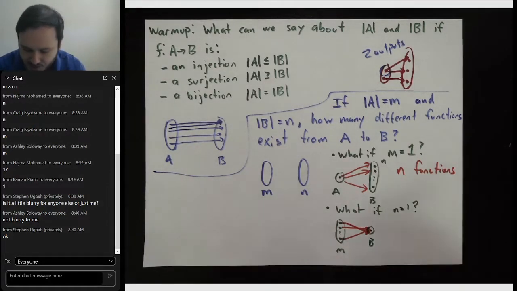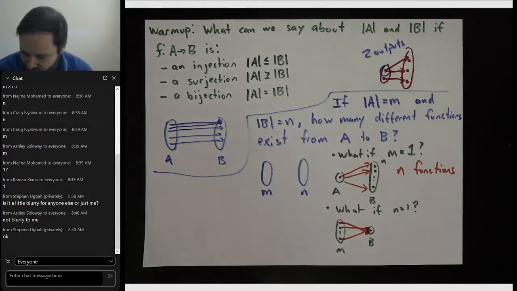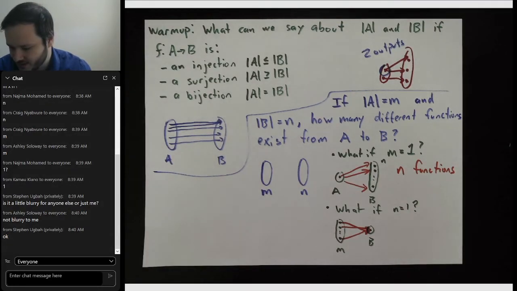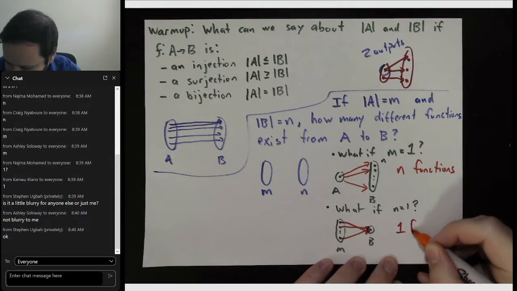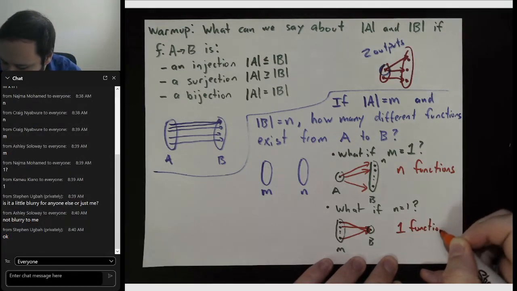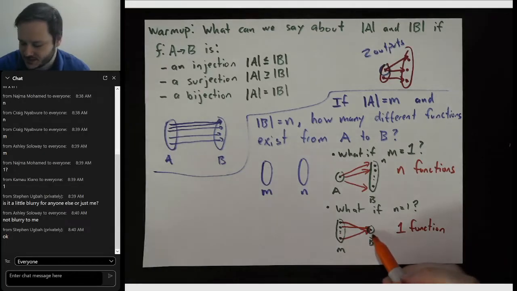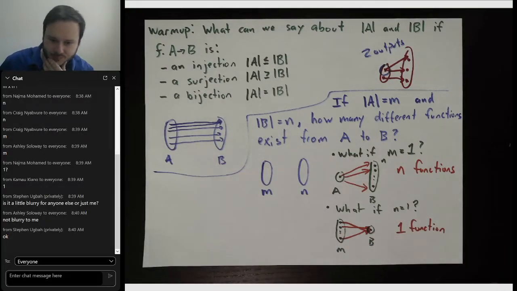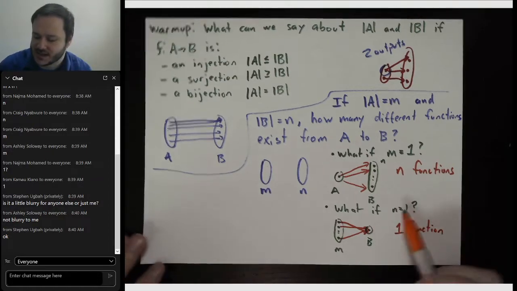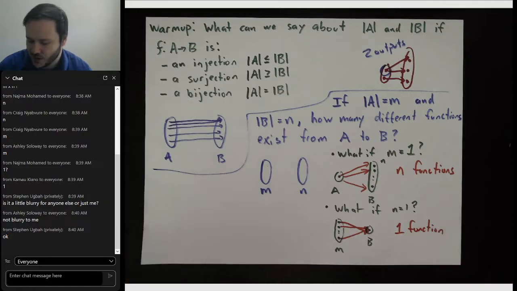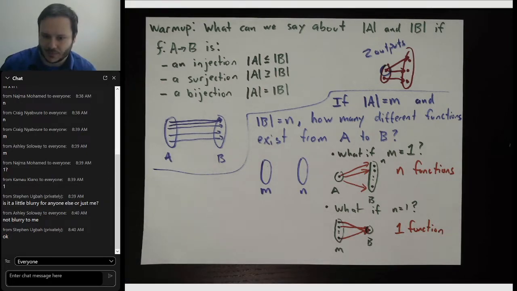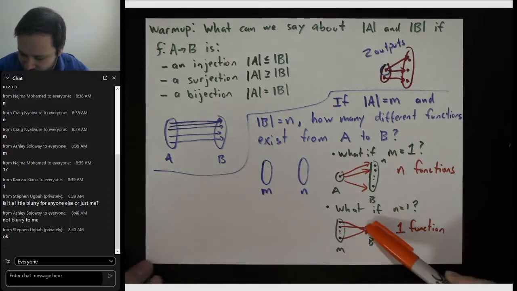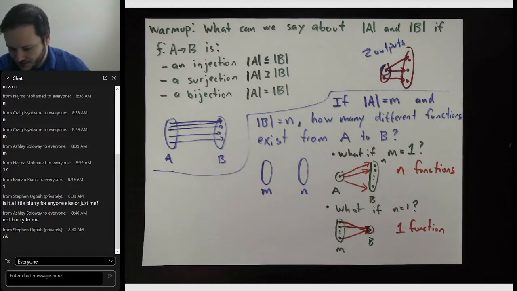Okay, so if n equals 1, now we only have one function. There's only one way to do this. Everything has to point to the one element. So m times n not looking so good anymore, right? Because with m times n we would expect m, but we only have one option.